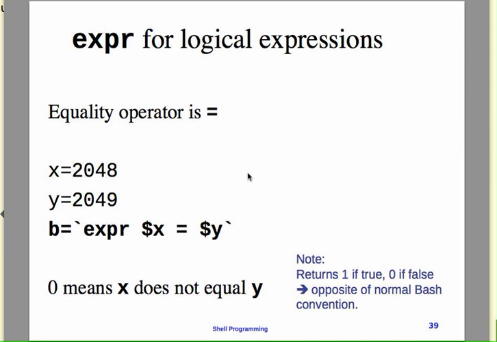Okay, next up, let's look at some logical expressions and relational expressions, relational operators, and then the string operations. A simple one to look at, to start out, would be the equality operator. So this is checking if expr $x = $y, if these two are equal, and this thing will return 0 if they're not equal, and 1 if it is equal. So 1 means true, 0 false.